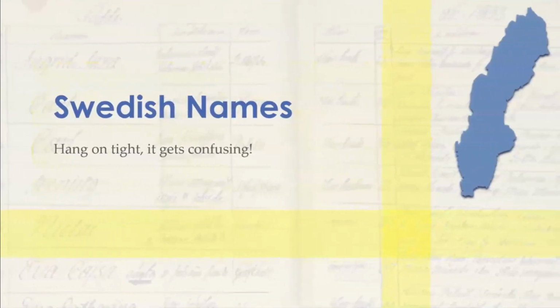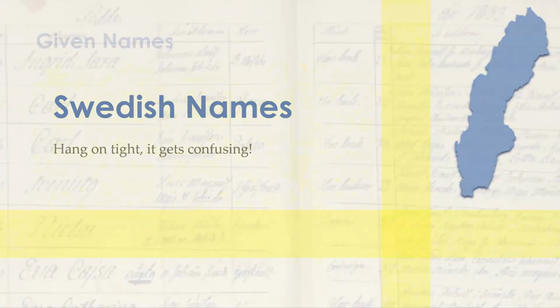Now we'll dive right into Swedish names. One of the most important things to remember is not to get hung up on how a name is spelled. The person recording the name normally wouldn't ask how someone's name was spelled. He would just write it down how he thought it was spelled.